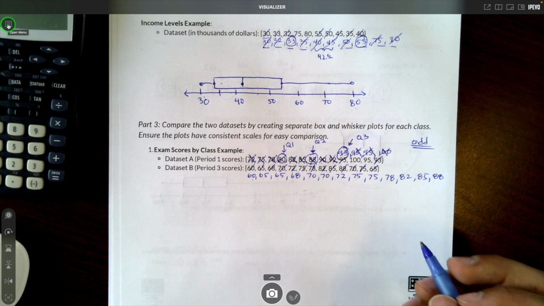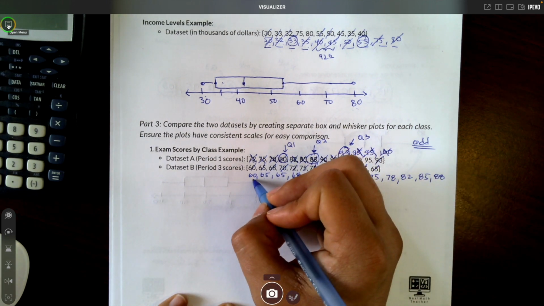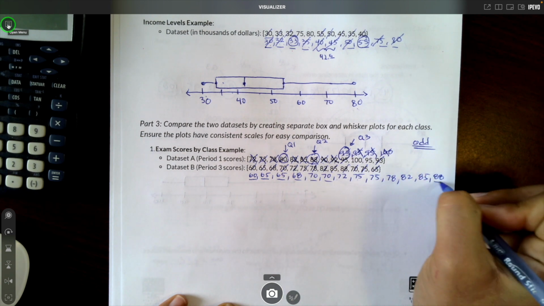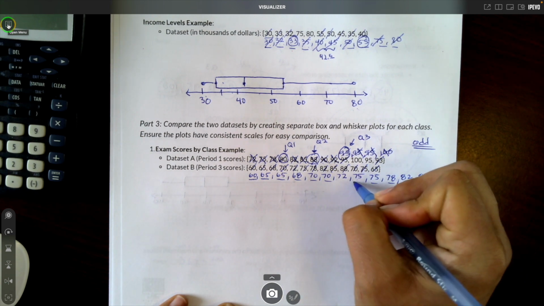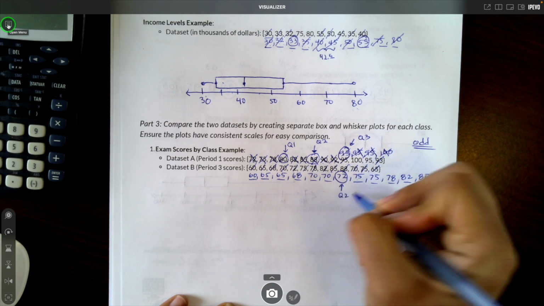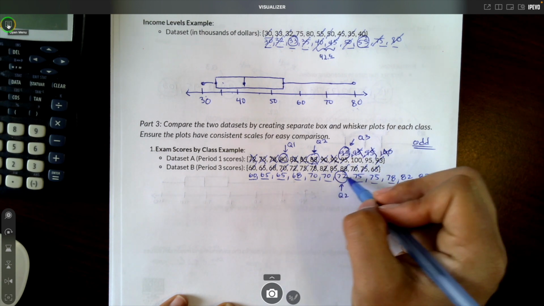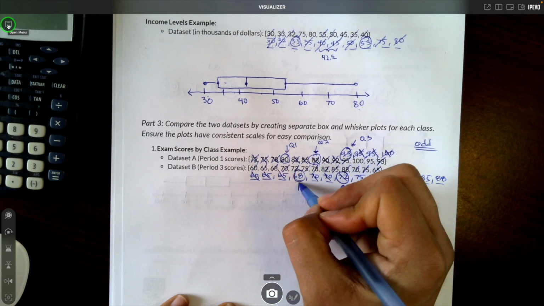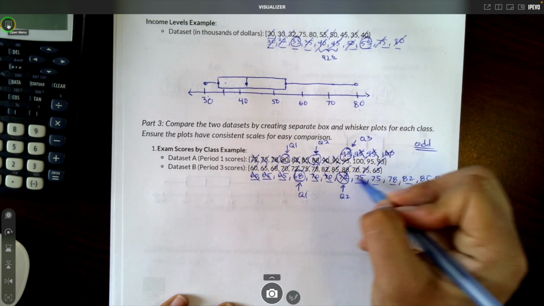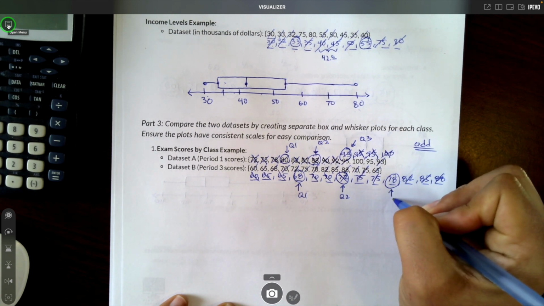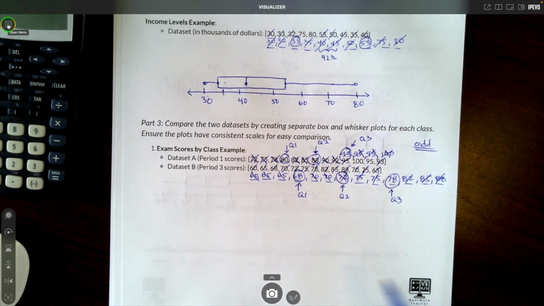But we're going to cross out 6 numbers on each side. So we have 72 as our Q2. And then I'm going to cross out 3 on each side. That gives Q1 and Q3. Okay. Now, what are we going to do in this example?